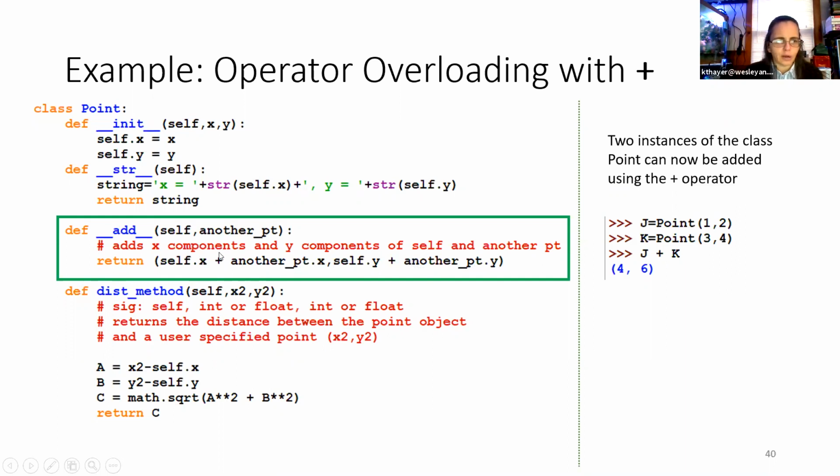So then our addition is going to be the current point's x value, plus the other point's x value, comma, our own y, and another's y right here. So that will give back an x comma y value that is the sum of the x's, comma, the sum of the y's. So with 2 instances of the class, point can now be added using the plus operator. Notice that this actually requires that you define 2 points. It's not going to work if you've only defined 1 point.